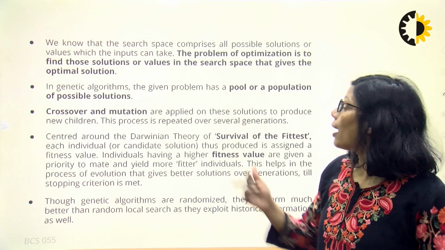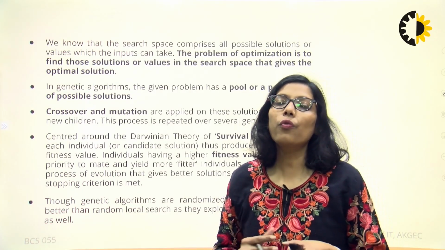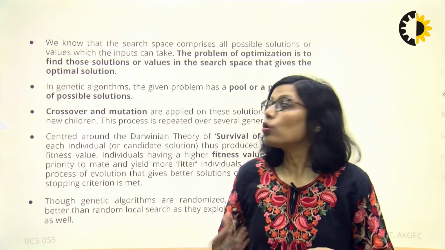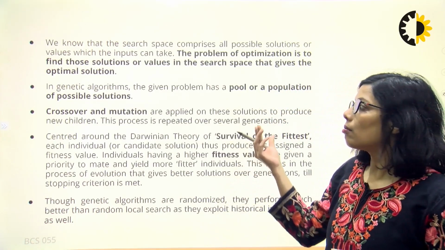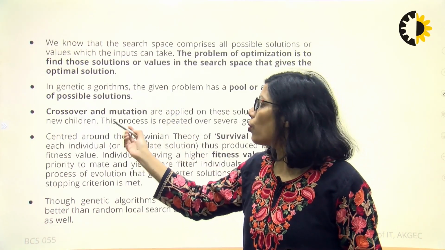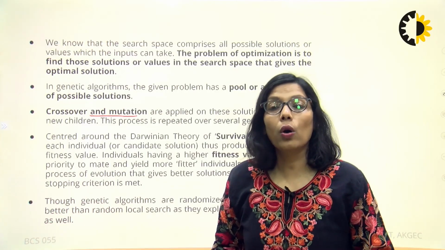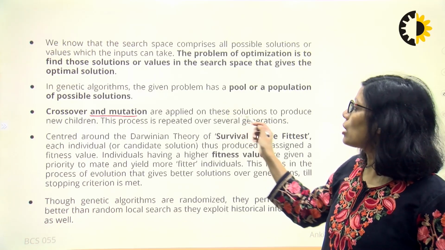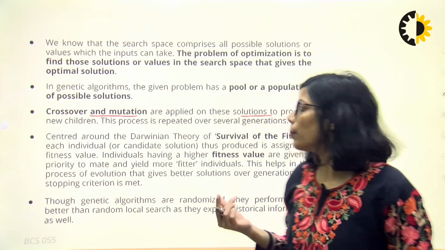Now we know that we have a search space. In the search space, we have many solutions. From those solutions, we have to find out the most optimal solution. So the solution that is fittest will be chosen as the best solution for the problem. So we are using the concept of natural selection, that is crossover and mutation, which is applied to the solutions to find out the best solution of the problem, right?